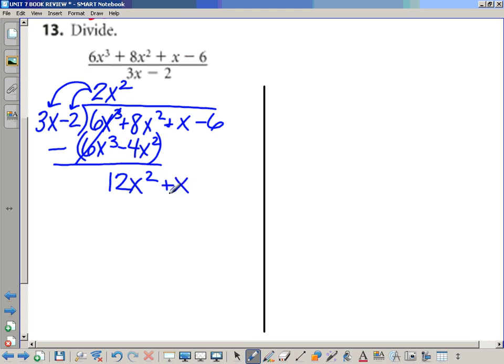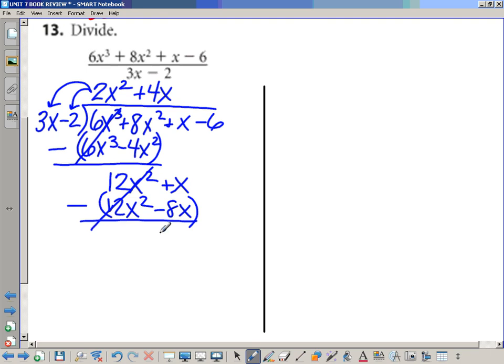Bring the x down and think about now how 3x would multiply. What would it multiply by to make 12x squared? Yeah, 4x. Now we distribute the 4x to the divisor. 4x times 3x is 12x squared minus 8x when you multiply by the negative 2. Subtract this quantity. These cancel. If they don't, you're in trouble.